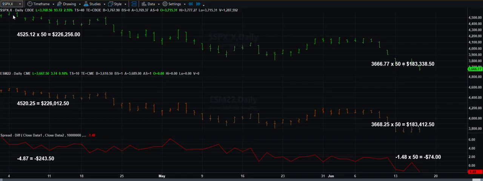Now this symbol up here is $SPX.X. That's the symbol for the actual cash S&P 500. Down here we have this one that's labeled ESM22. ES is the symbol for the S&P 500 futures contract. M is for the month of June of 2022. Now, there are 4 contracts per year in the S&P 500: March, June, September, December, with symbols H, M, U, Z. What does that mean?